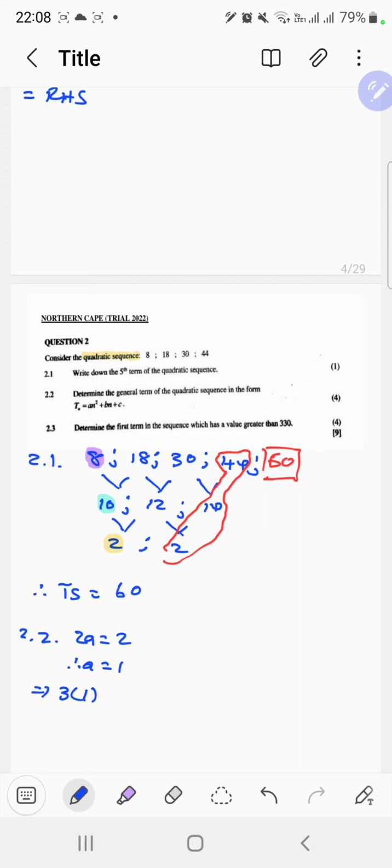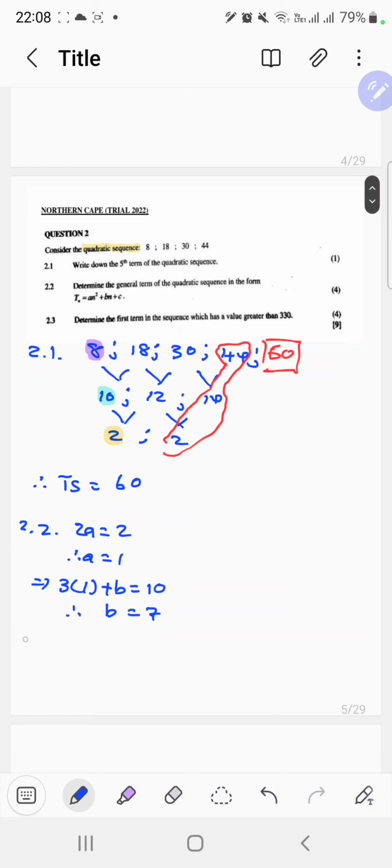This implies that 3 into 1 plus b is equal to 10. Therefore b is equal to 7. Which also implies that 1 plus 7 plus c is equal to 8. Therefore c is 0. Okay, so this concludes that our Tn is n squared plus 7n.